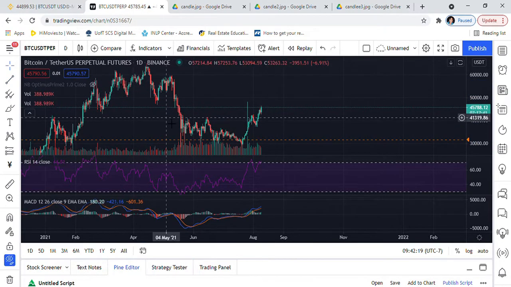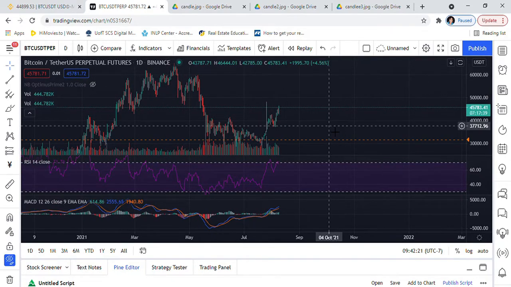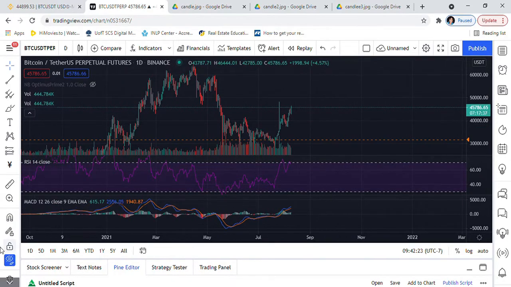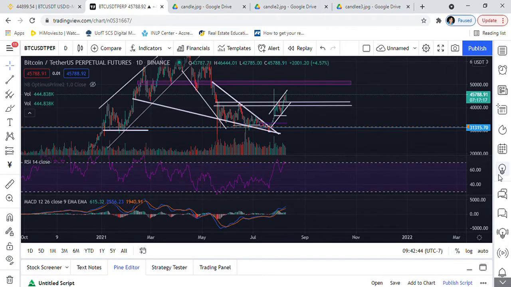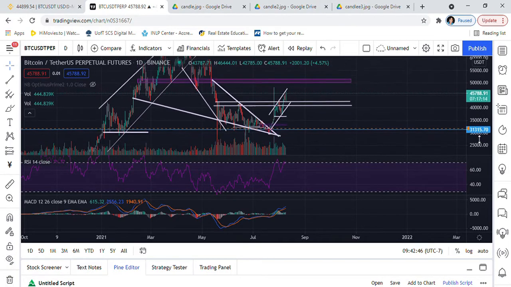Okay, it looks like I can't really draw it here because I have the charting that I did earlier. I was trying to hide it so that the chart doesn't look so messy, but unfortunately I can't draw it. But I'm just going to show you guys the drawing that I made in the past.